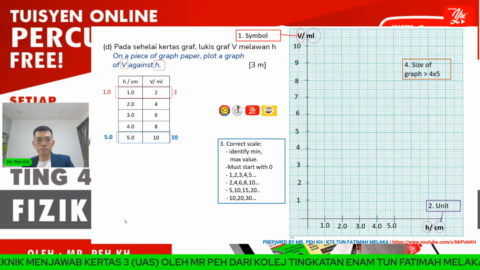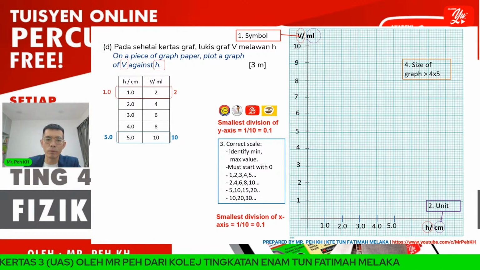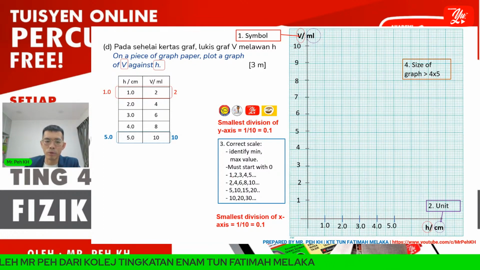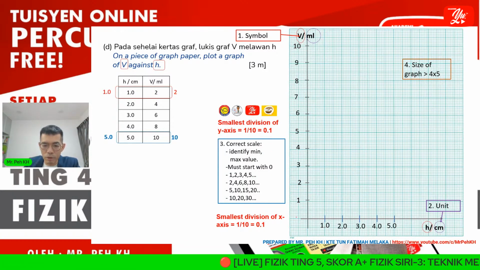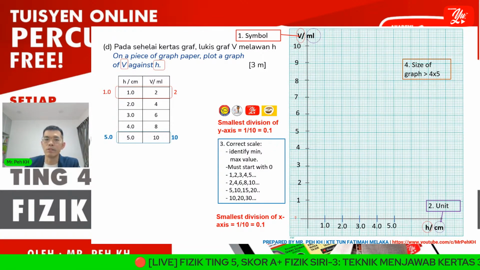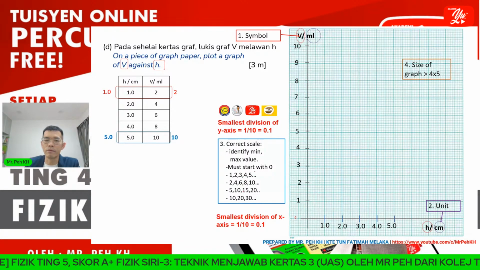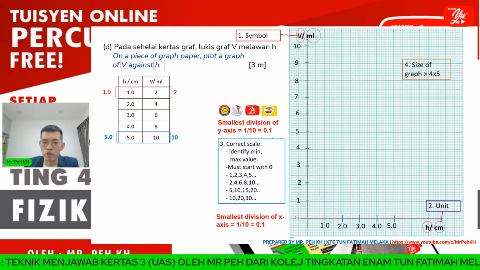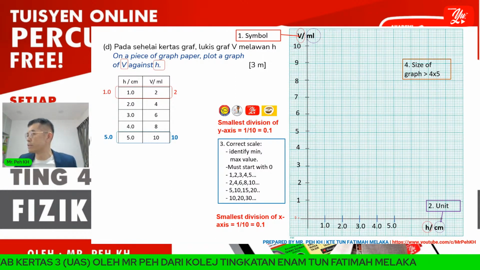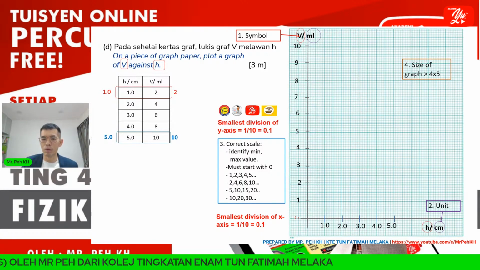Okay, just now I mentioned why we use multiples of 1, 2, 5, or 10. Because when I use 1 unit as 1, the smallest division I will get is 1.0. If you're not using multiples of 1, 2, or 5, then after dividing, the smallest space may be 0.1 with longer decimal places, so it will not be accurate anymore. So this is what I advise here.